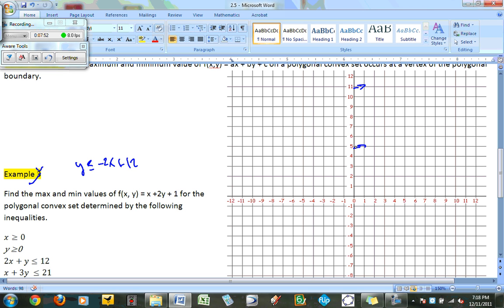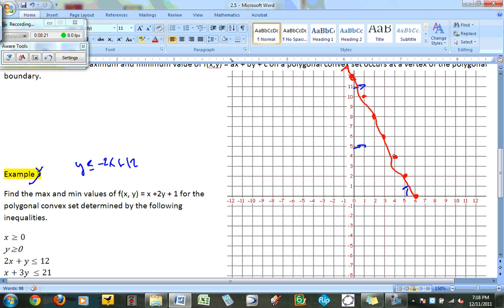So we know we're in the first quadrant, and we're going to say y is less than or equal to negative 2x plus 12. That means I need to start at 12 and go down 1, 2 over 1. My slope is negative 2 over 1: down 1, 2 over 1, down 1, 2 over 1, down 1, 2 over 1, down 1, 2 over 1. And it's a solid line, so all the points on this line are solutions of the equation.